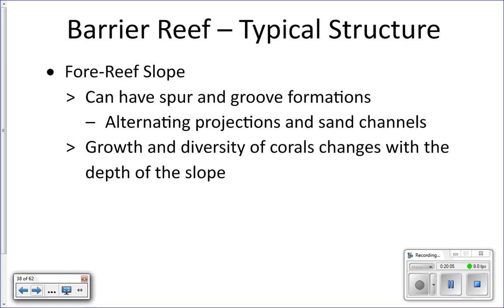Because if that blocks the sun, what's going to happen to the coral? It won't grow, right? So if it won't grow, you need to get rid of it. So you have little channels that it slides down to the sea floor and gets rid of all the sediment that would settle on top of the coral. So it's a good thing.